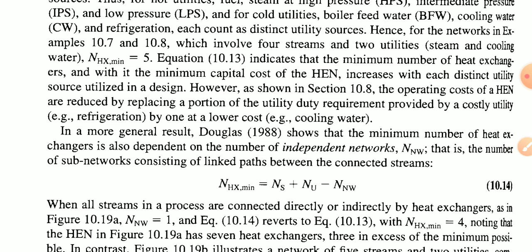However, as shown in Section 10.8, the operating cost of the heat exchanger network is reduced by replacing a portion of the utility duty requirement provided by a costly utility, such as refrigeration, by one of lower cost, for example cooling water.